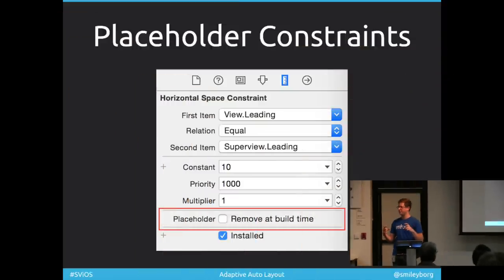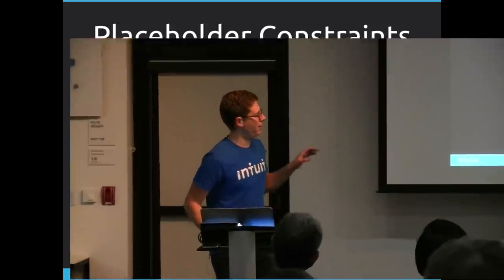Now, you may have seen this installed checkbox here. You may have also seen this placeholder checkbox before. This was actually introduced in Xcode 5, so it's been around for a while. The installed checkbox is brand new as of Xcode 6 in Interface Builder. You probably don't really know what the difference is between those two, or you haven't maybe thought about it. So I'd like to go ahead and address that, because these are actually pretty powerful checkboxes that you can use when you're doing auto layout in Interface Builder.